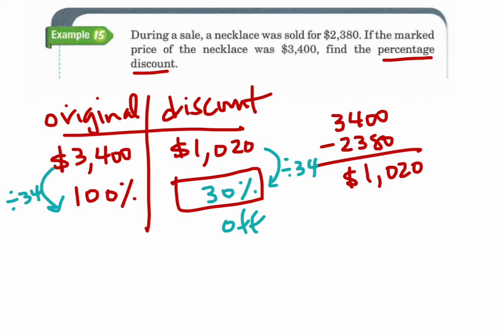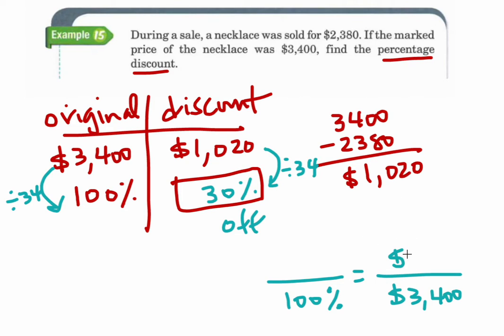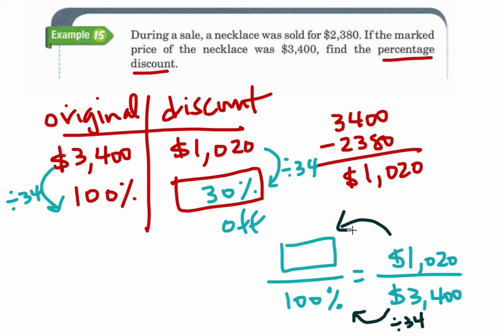30% discount. Okay, and another way you could have done it was with your fractions. You'll have your percents on one side. 100% is the original, so it's got to line up with my original dollar amount, 3,400, and the discount that we subtracted needs to go on top. And so you're looking for your patterns this way. Divide by 34, divide by 34.